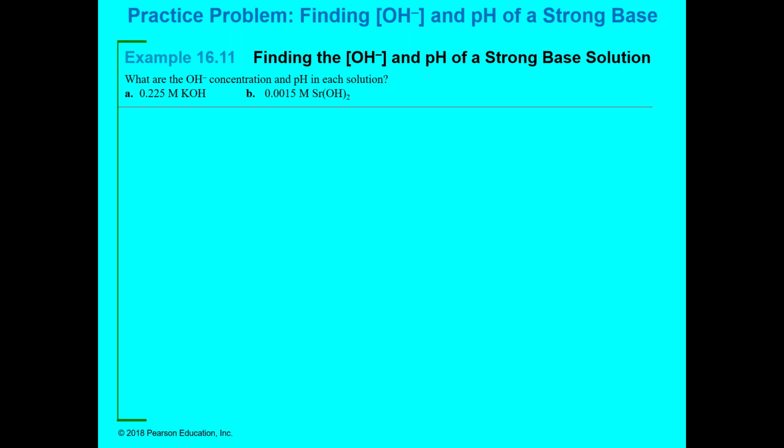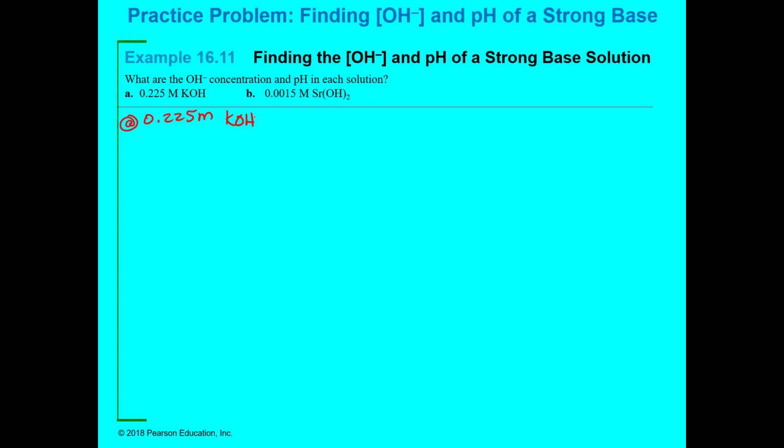All right. Okay, so let's work some, and maybe it'll make more sense. All right, what are the OH minus concentrations and pH of these solutions? So in A, you've got 0.225 molar KOH. Now, how do you tell strong bases? Strong bases are your groups 1A and 2A, so that's the first 2 columns on the periodic table that are attached to an OH. You can very safely assume those are strong, and then everything else is going to be weak. All right, so you've got KOH, which is strong.